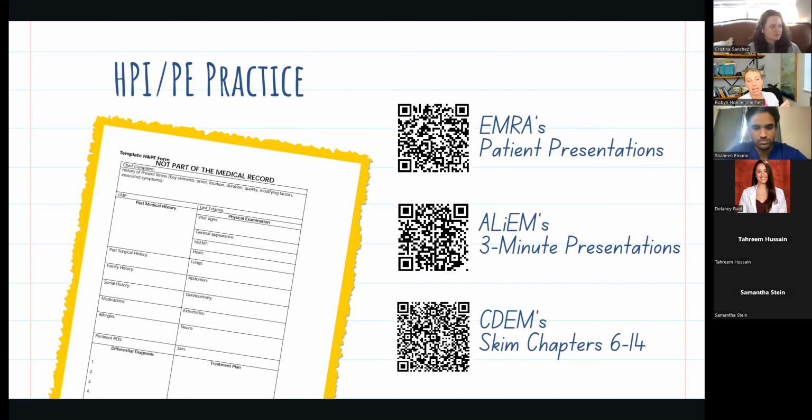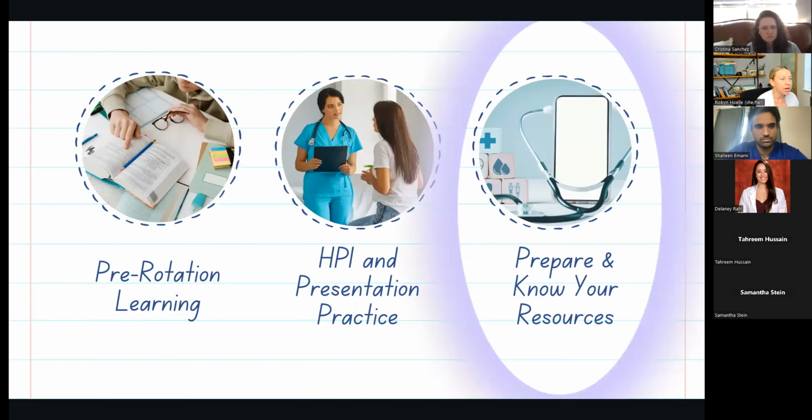But I would say that there is some valuable information on how to switch your thinking to EM clerkship thinking. So if you get a chance, this is a QR code to the PDF. Skim chapters 6 through 14, like skim them. You don't have to take notes, you don't have to memorize them, but some of them are about data gathering. What's important about data gathering in the emergency department? It's very different from your other rotations. So there you go. Okay, so now we're on prepare and know your resources.